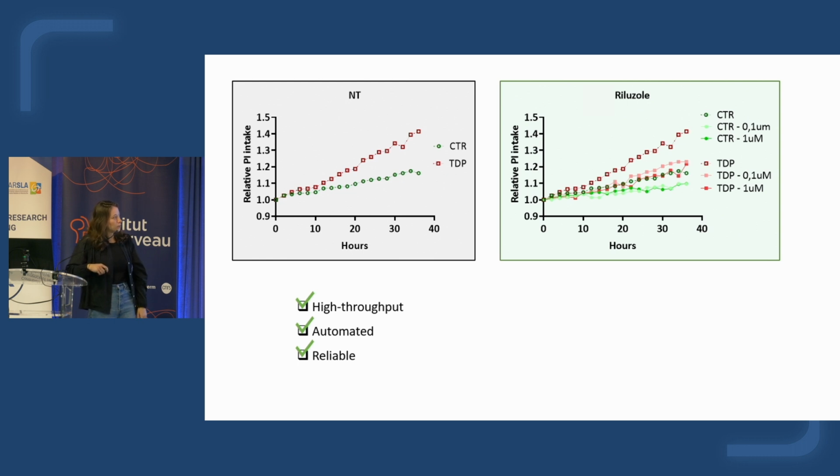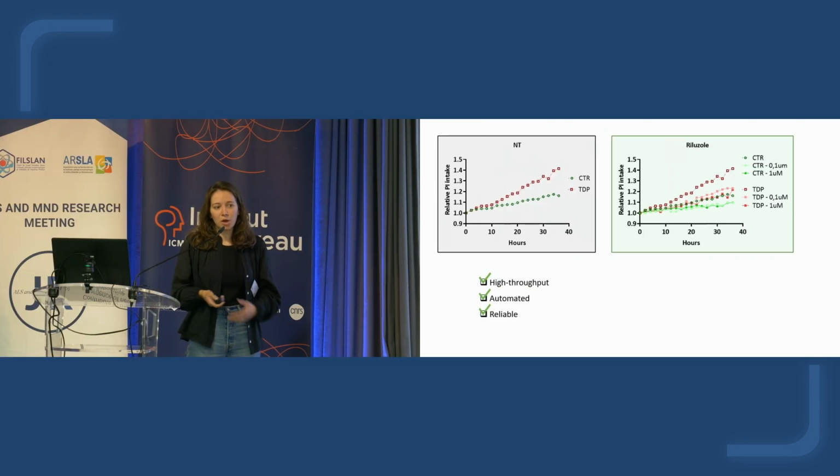And very interesting, here you have the TDP lines treated with different concentrations of riluzole that go back to the control levels. However, riluzole, in a very weird way, was also able to rescue the phenotype of the control cells. So it helped them endure the stress better, which is oxidative stress, arsenite.